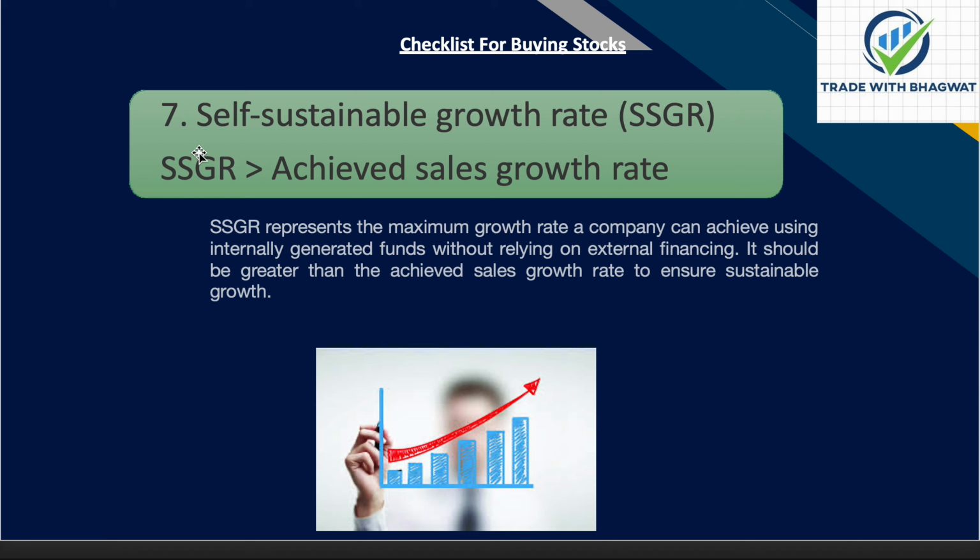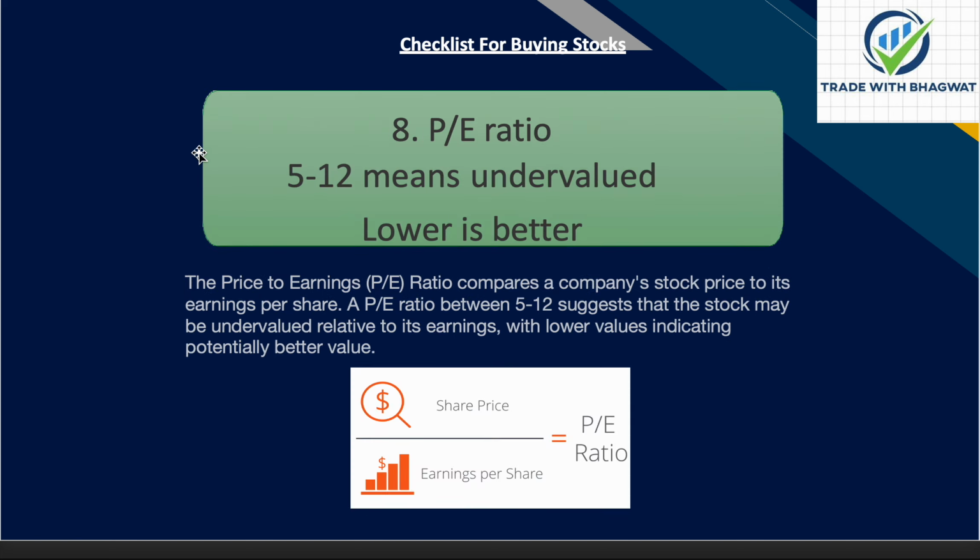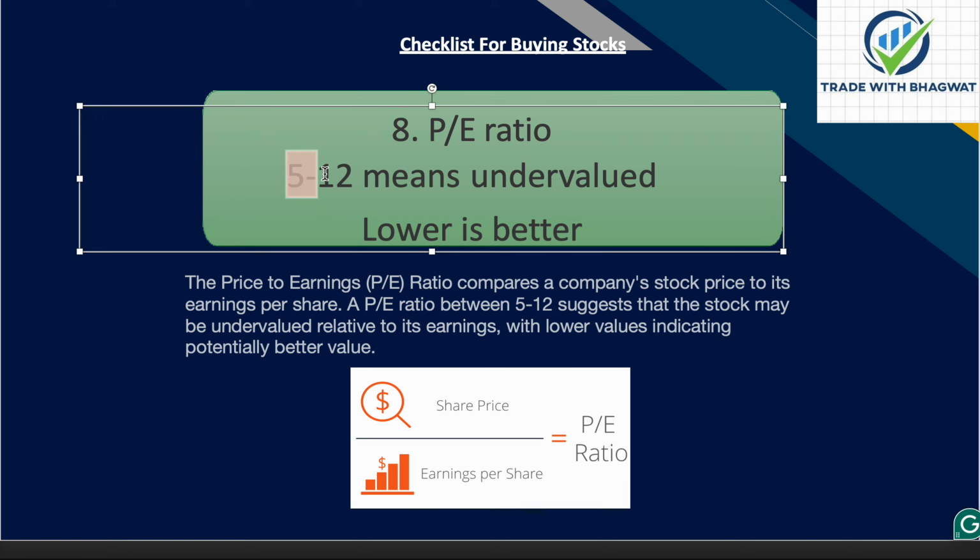I'm talking slightly faster here, but just to let you know, it's very important. Why? Because if a company is not self-sustainable, what does it suggest? They are just relying on external funding. Simple, isn't it? The next one, the PE ratio. You might have heard about this many times. And honestly, let me tell you one thing. Here you may see 5 to 10, 12 means undervalued. It's false.